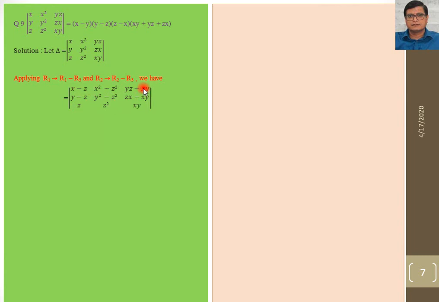So from R1 and R2 we can take x minus z and y minus z common. Taking x minus z and y minus z common from R1 and R2. So then we have x minus z into y minus z. 1, x plus z, take minus y common. So we can take x minus z common from this element also. Y minus z from R2. So we have these remaining elements inside the determinant.